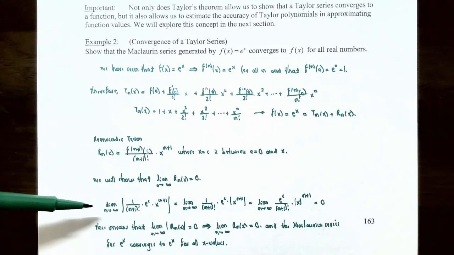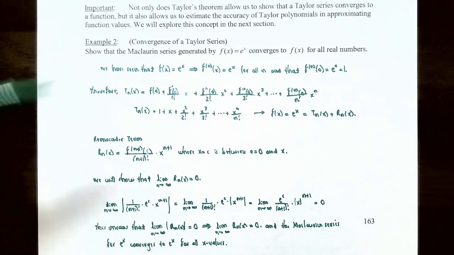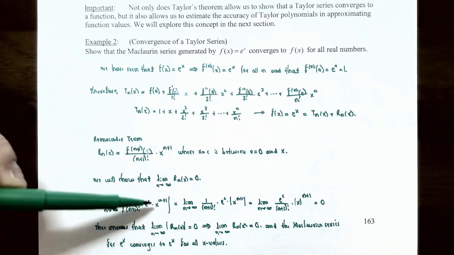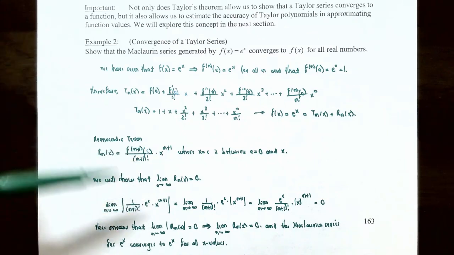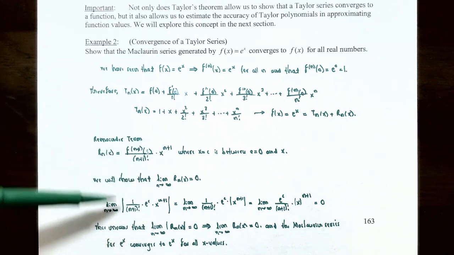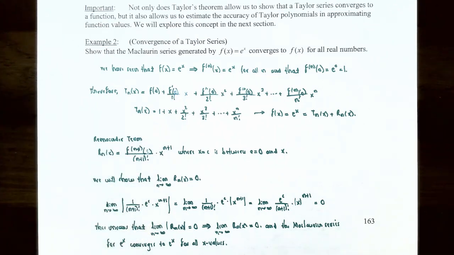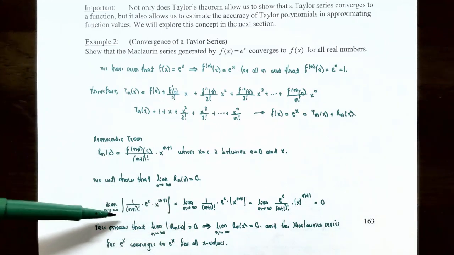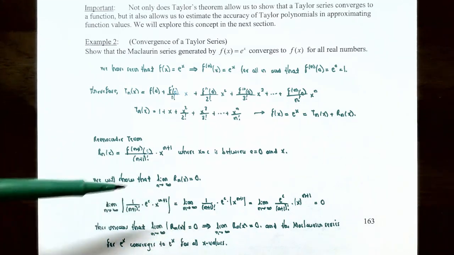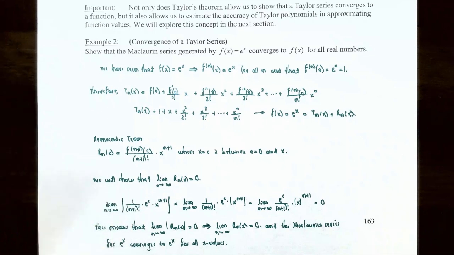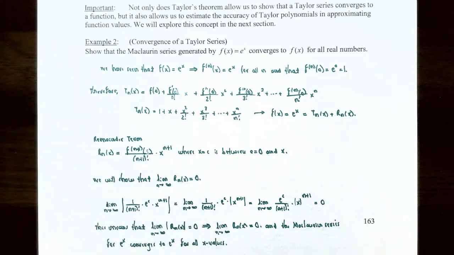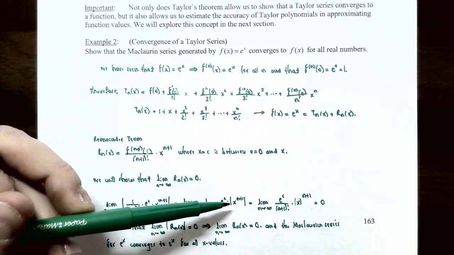So we have the limit as n goes to infinity of the absolute value of 1 divided by n plus 1 factorial times the function evaluated at c, which is e to the c, times x to the n plus 1. That is the absolute value of the nth remainder term, R sub n of x. We can drop the absolute value on n plus 1 factorial because it will be positive. e to the c is also positive because exponential functions are always above the x-axis. They're always greater than 0. So we have e to the c, a positive number, so we don't need absolute value on it. But we do have absolute value on x to the n plus 1.